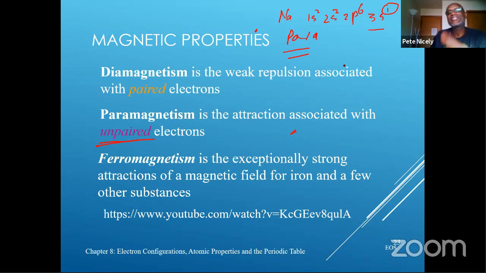Paramagnetic. Exactly. So once you can identify an unpaired electron, all you need is just one, right? If you write out the electronic structure and you see that there's at least one unpaired electron, then you know that your element or species, whatever it is, will be paramagnetic, all right? Okay, any questions about that?